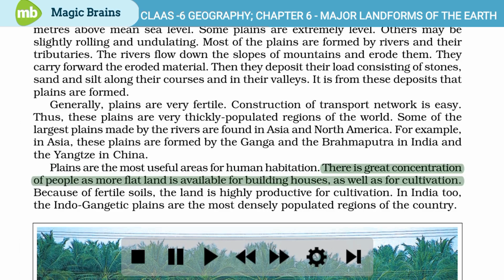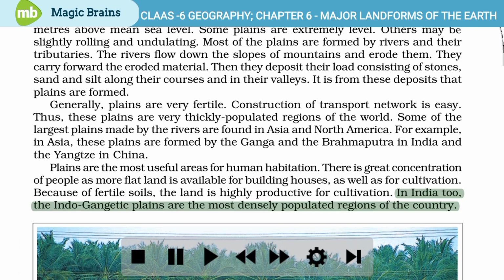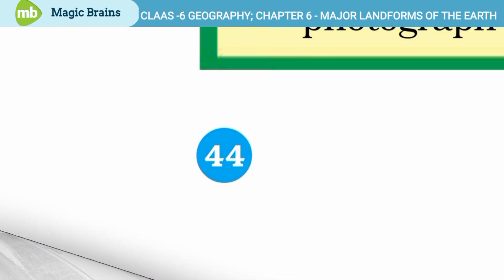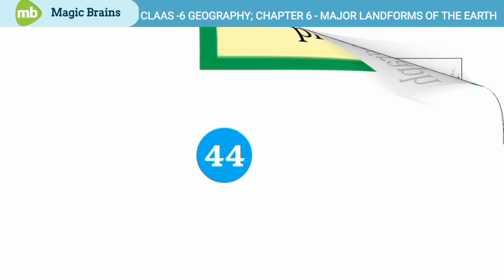There is great concentration of people as more flat land is available for building houses as well as for cultivation. Because of fertile soils, the land is highly productive for cultivation. In India too, the Indo-Gangetic Plains are the most densely populated regions of the country. Figure 6.6 shows plains. Page number 44.